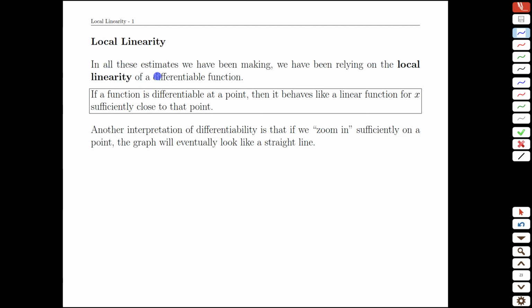In previous videos, we've been looking at a sequence of estimates based on derivatives, predictions into the future. We're now going to add some terminology around that and some mathematics. What we've been relying on in all of those examples was what we call local linearity.